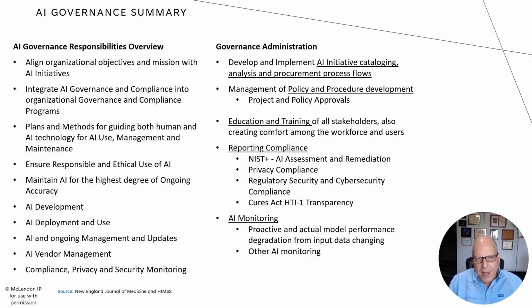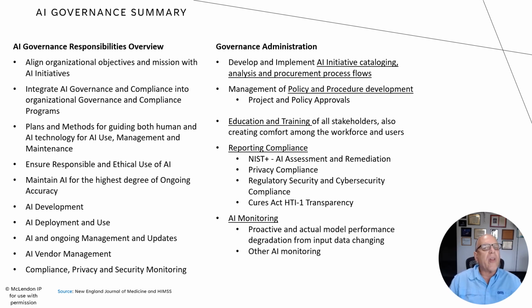Ensure the responsible and ethical use of AI. And again, these are responsibilities for AI governance to take on. Maintain AI for the highest degree of ongoing accuracy. AI development and use within your organization, ongoing management of your AIs and updating those AIs, vendor management for AI, and compliance, privacy, and security monitoring. These are all responsibilities that AI governance needs to be aware of and to manage to the extent that it can.